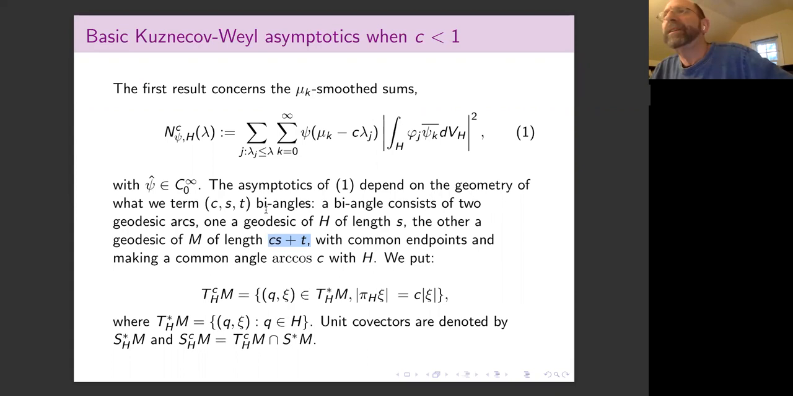I make a notation here for the covectors along H, which make a certain angle to H. There are covectors to M which have a foot point on H. So I write them as T_H^*M. And it's just the definition of C. It's the covectors which satisfy the definition of C. If you look at the ratio of the length of the projected covector to the original one, you get C. If I look at unit covectors, so that the right-hand side is one, I just call them S_H^*M.